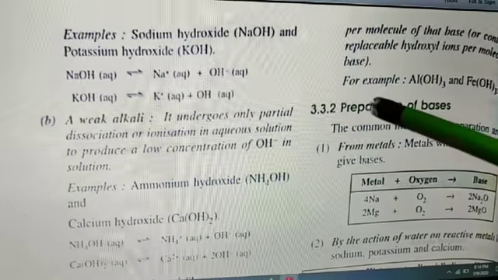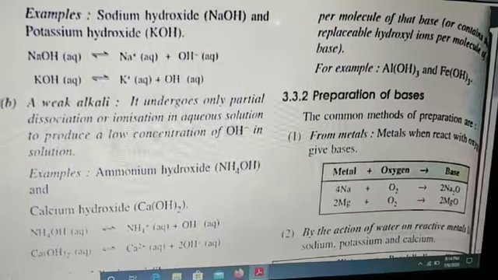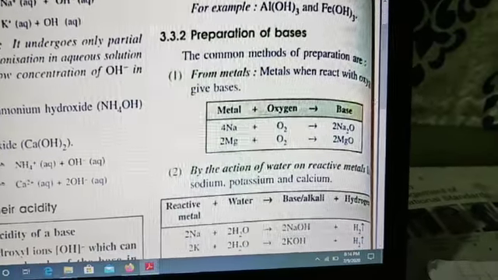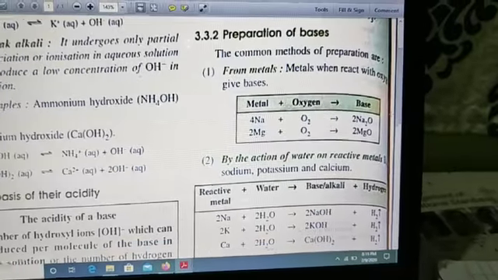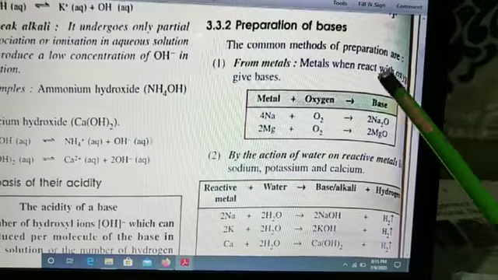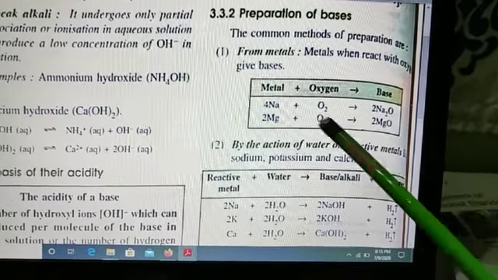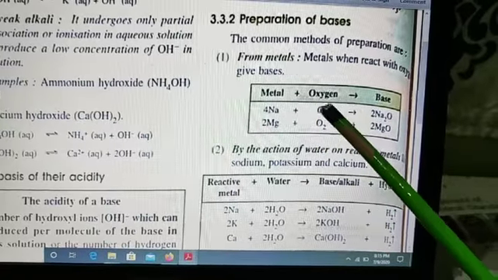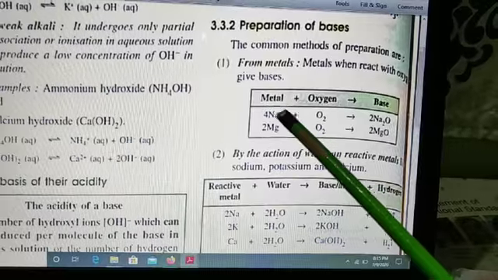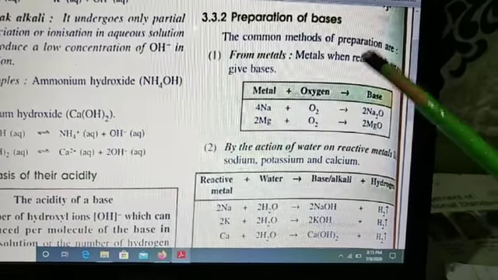So we have classified the acidity of a base into 3 types. Now the next topic is how we can prepare bases. We have to see the common methods for the preparation of bases. The first method is from metals. When metals react with oxygen, they give bases, that is metallic oxides. The general equation is metal plus oxygen giving you base. For example, sodium and magnesium, when they combine with oxygen, form sodium oxide and magnesium oxide, and they are bases.